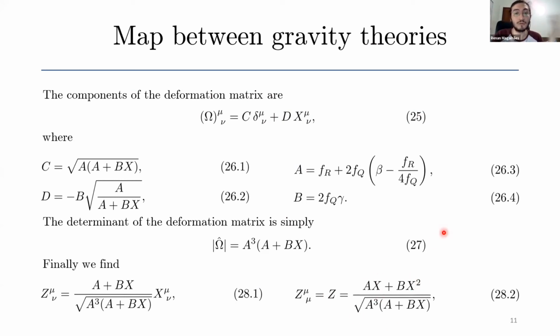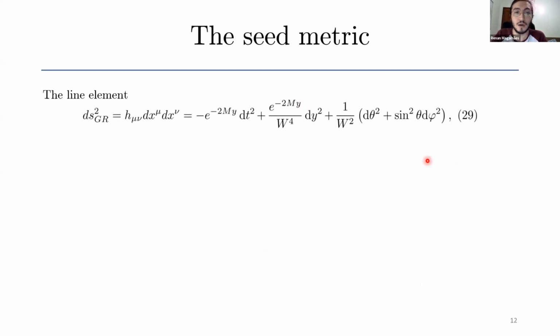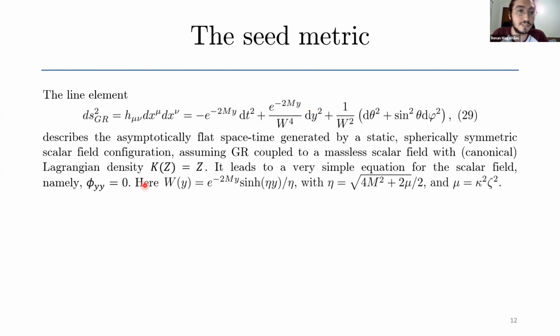And now we have all the equations to obtain new solutions of F of R Q. Now let's apply it to a model and see how it works. Today, the seed metric we will consider is the metric of the Wyman spacetime. This line element describes the asymptotically flat spacetime generated by a static spherically symmetric scalar field configuration, assuming general relativity coupled to this matter Lagrangian here.